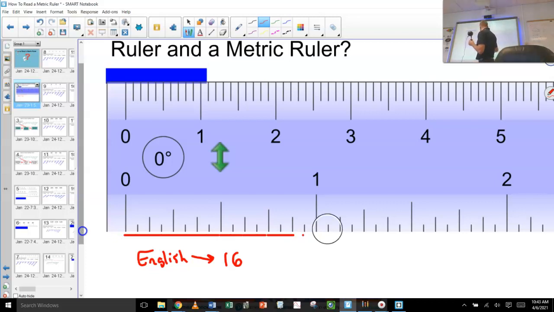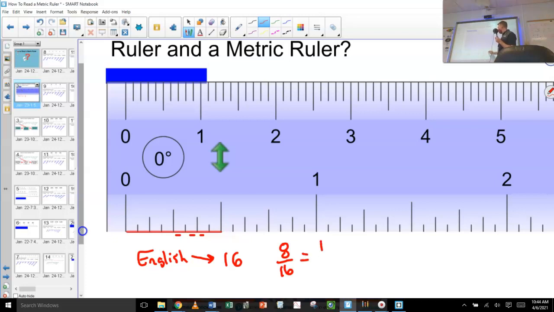Because if you had something that was this long, right here, how many inches is that long? Well, it's not nine, because this isn't even one yet, so it's not even 1 inch long. So it's 1, 2, 3, 4, 5, 6, 7, 8. It's 8/16. Do you know what 8/16 is? 1/2. Did you notice that this is exactly half of an inch? The decimal form of that would be 0.5. So this is half of an inch.